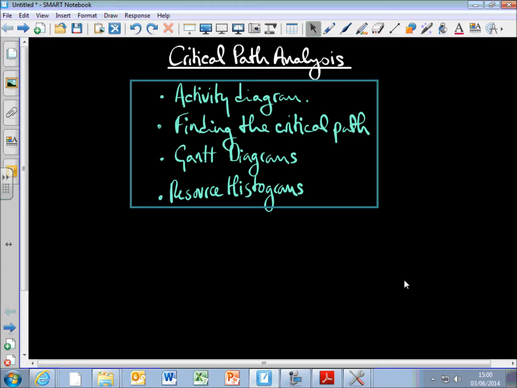Okay, so we're going to talk about critical path analysis now for the D2 exam. And to start with, let's discuss why we'd use critical path analysis. It was basically developed to help organise big, vast projects such as building spacecraft, missiles, and submarines, and things like that.